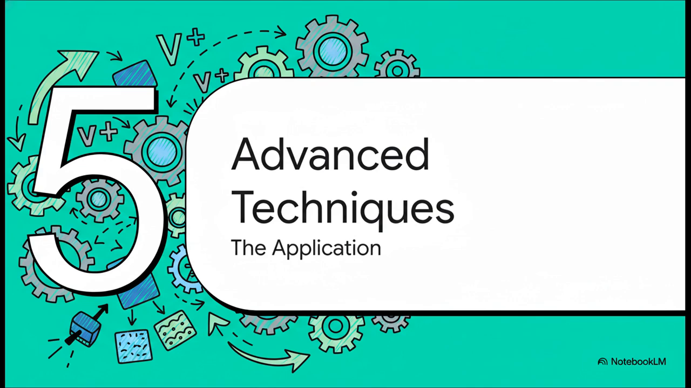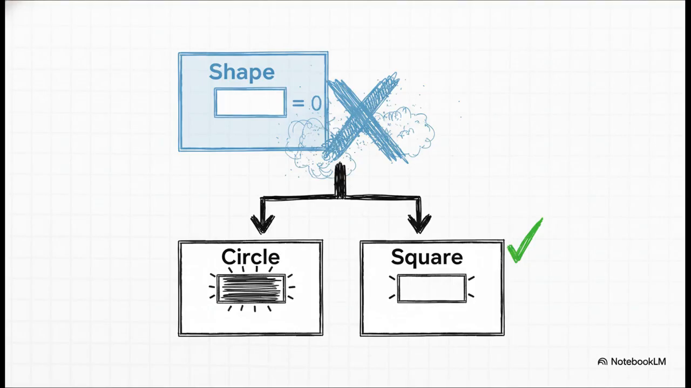Let's just quickly touch on a couple of them. So sometimes your base class is just a concept, like shape. You can't really draw a generic shape, right? By making a function pure virtual with that = 0 syntax, we create what's called an abstract class. It's like a contract. It says you can't create an object of me, and any class that inherits from me must provide its own version of this function.